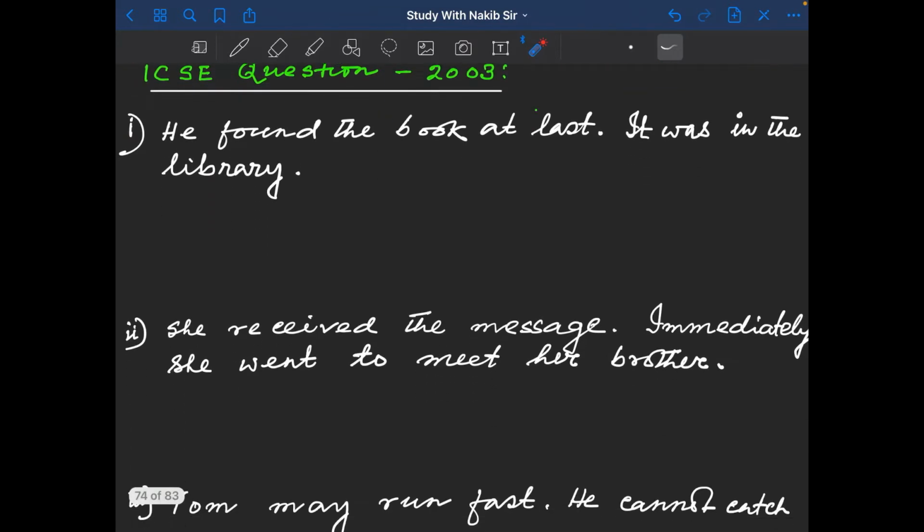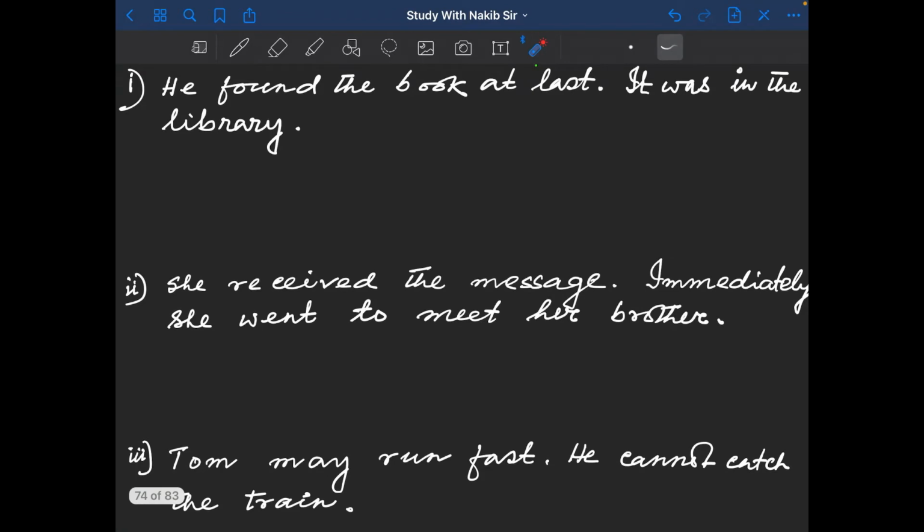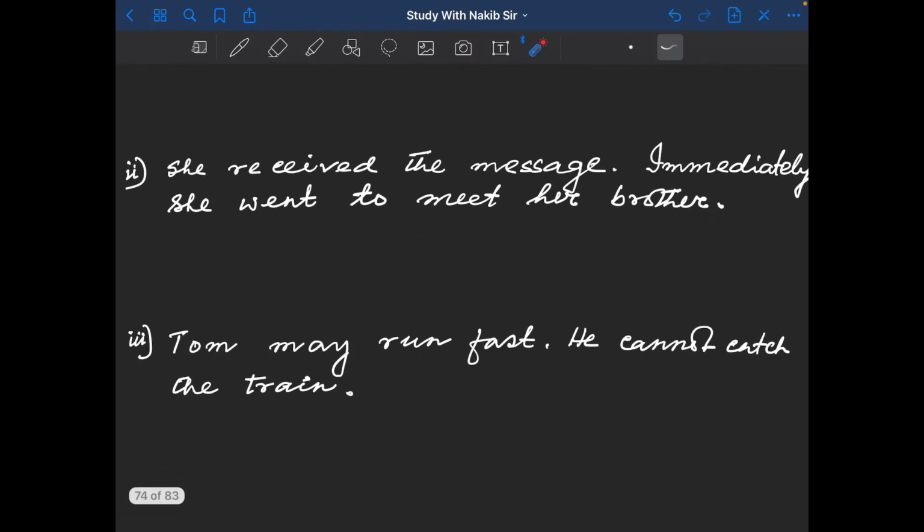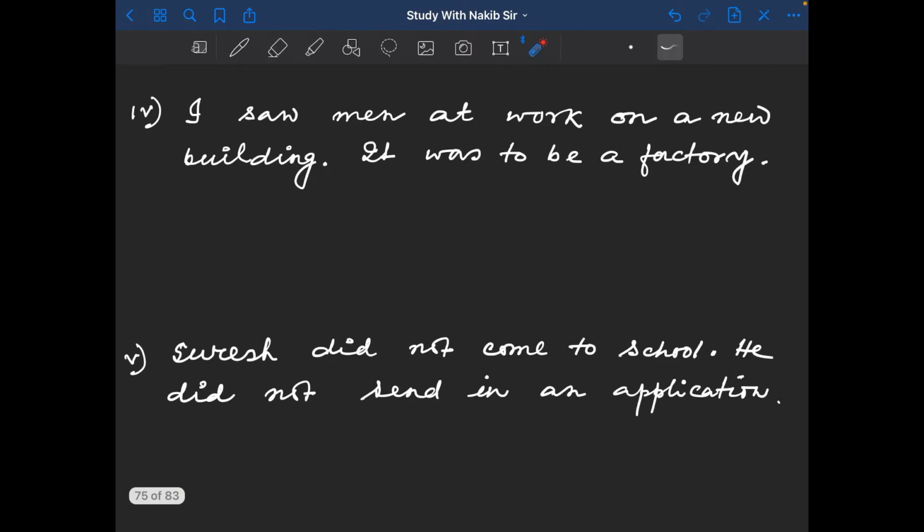Second question. She received the message. Immediately she went to meet her brother. Number 3. Tom may run fast. He cannot catch the train. Number 4. I saw men at work on a new building. It was to be a factory.